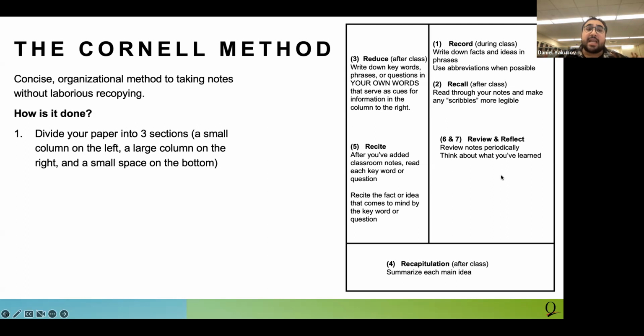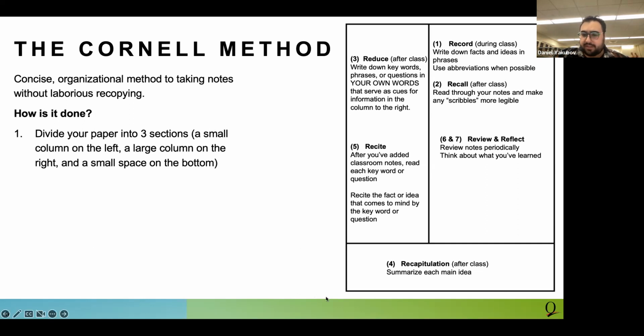Okay, so for example, if we were talking about the lipid stuff, right, you would put lipids, all right, and then you could put lipid solubility as one of your cues, and then one of your notes could be, oh, lipids are non-polar, lipids are insoluble in water, whatever, okay? So that is an example of how you can utilize the Cornell method.